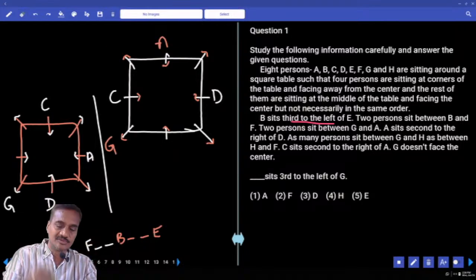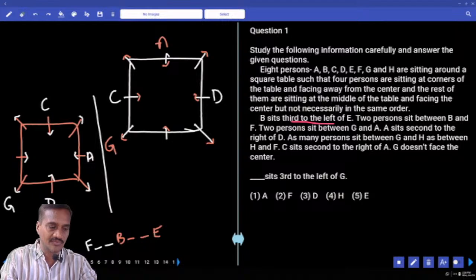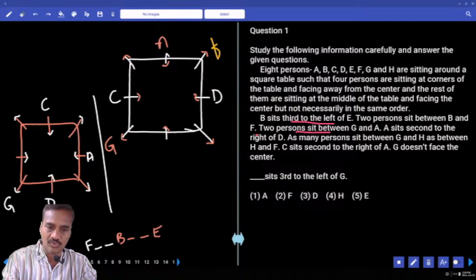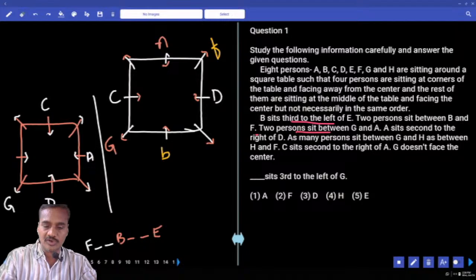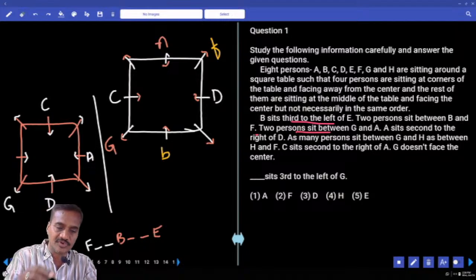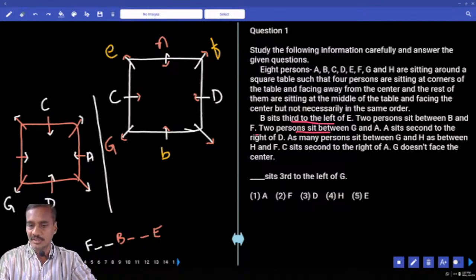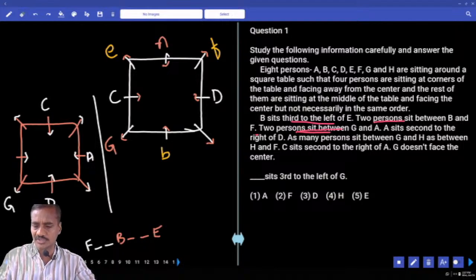And then what is the other possibility we have? Can we have F in between A and D? Can F be here? Now if F is here, then there are 2 persons between which 2? And 2 persons between B and F. Now 2 persons in between B and F: 1, 2, B is here. Now B is here, then E sits to the left of B, and E must be at this place. And A sits second to the right of D.